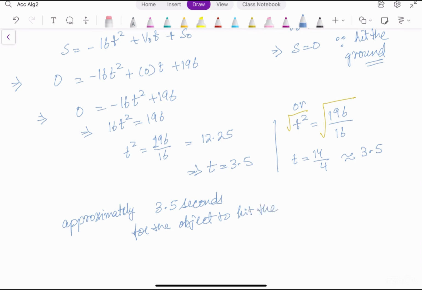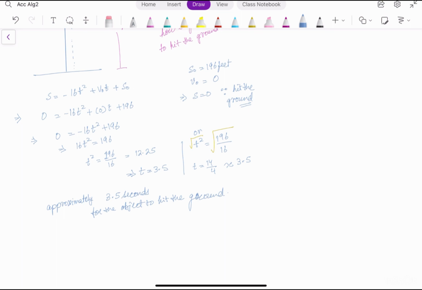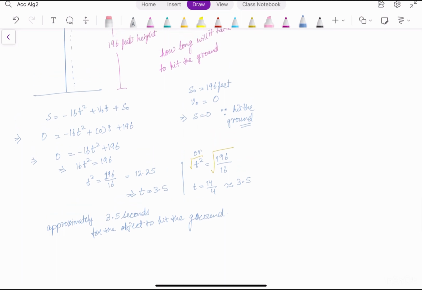You need to write the word sentence properly because it is a word problem. Don't leave your answer as t is equal to 3.5. You need to write the units properly and write the last word sentence. So this is the whole entire gist of the quadratic.